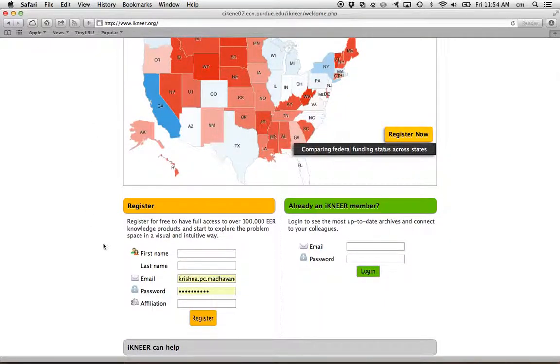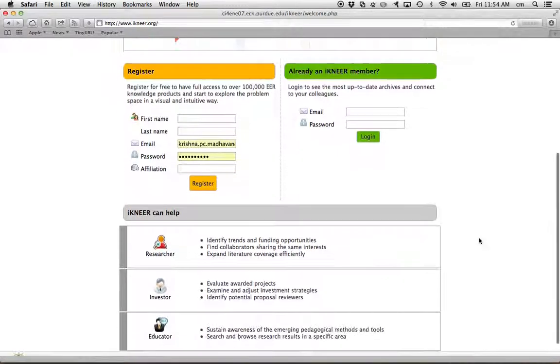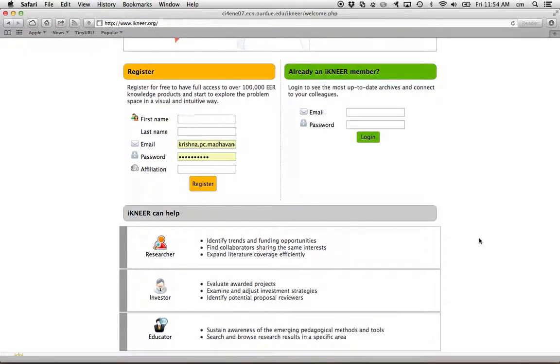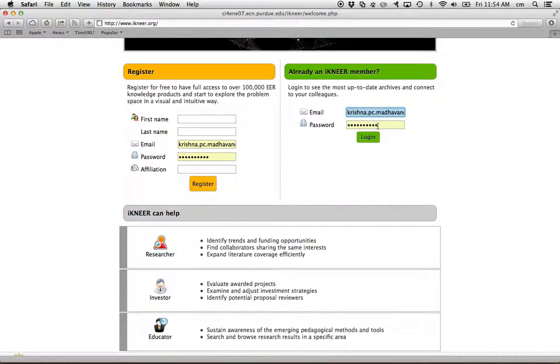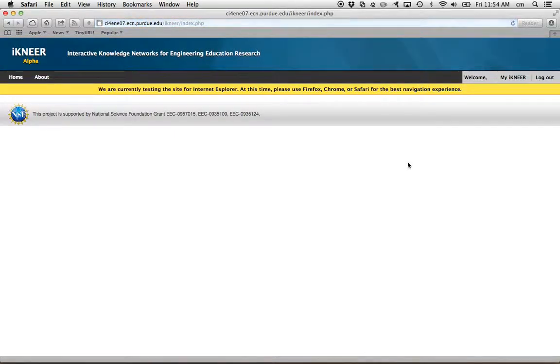In order to use the system, you have to quickly register. The registration process is rather painless, and you just go in and give us some basic information and hit register, and we give you an account from which you can use to access the site. It also lists the benefits of iCNER and how you may use it in various roles. I already have an account, so I'm going to go ahead and fill in that information and click login.